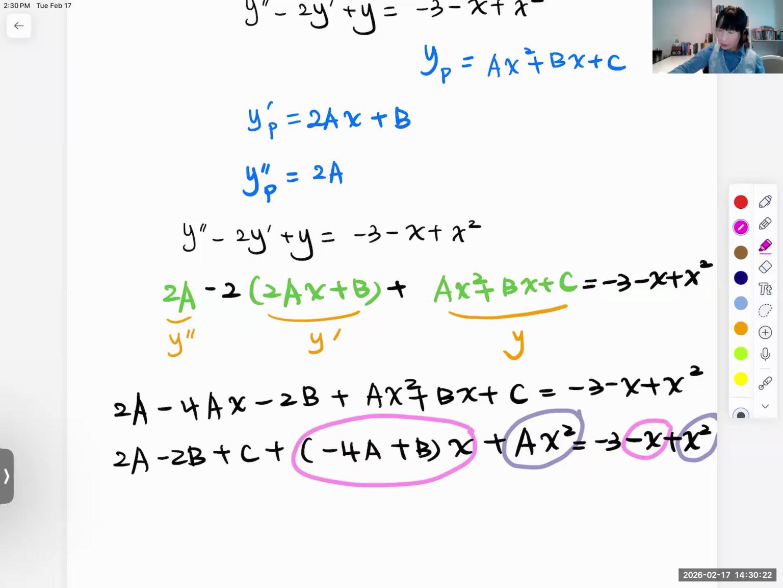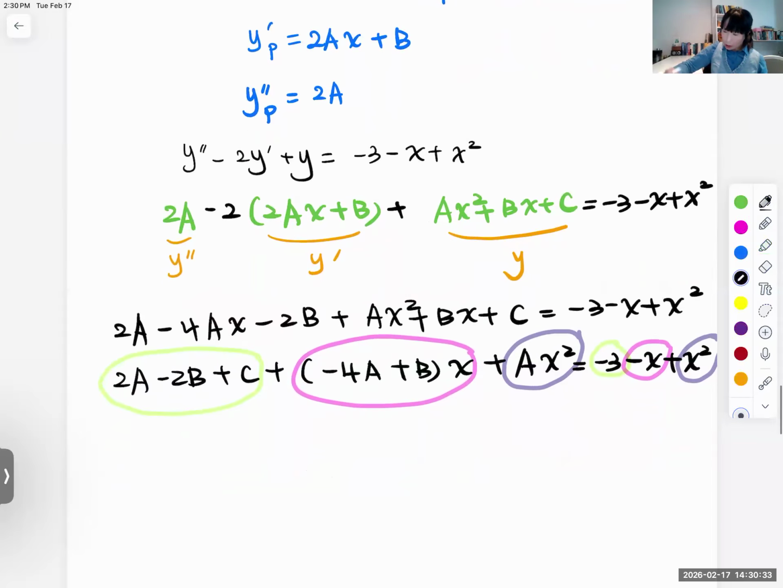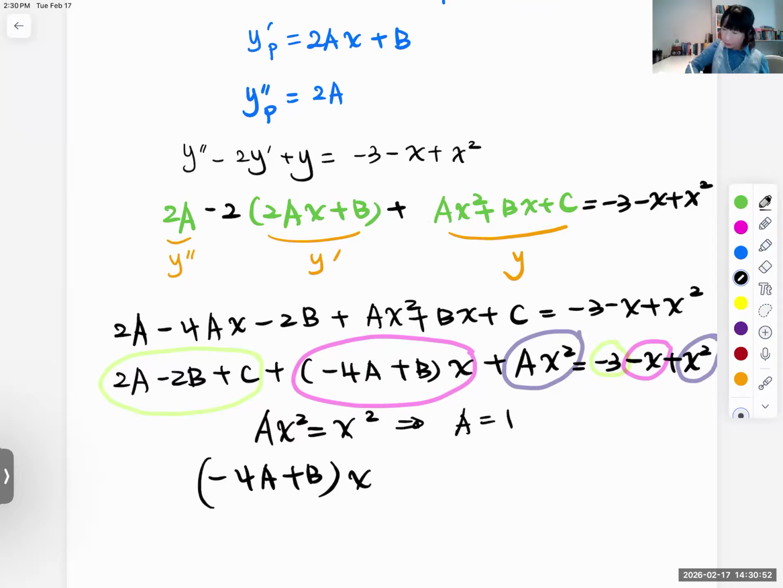Yeah. And this one corresponds, constant with a constant. Okay. So let's arrange. We have a x squared equal to x squared, so a equal to 1. Good. Now we have negative 4a plus b x equal to negative x.